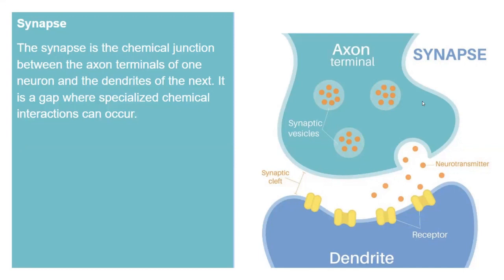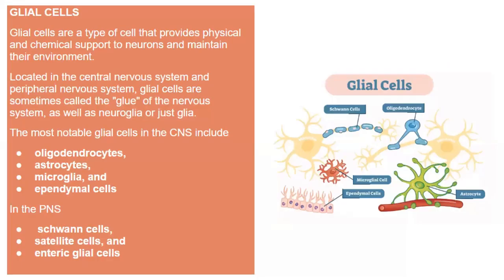Okay. So I have already explained what synapse is. So let's just move on. What are glial cells? Glial cells are a type of cell that provides physical and chemical support to neurons and maintain their environment. These are located in the central nervous system and peripheral nervous system. These are sometimes called the glue of the nervous system, as well as neuroglia or just glia.